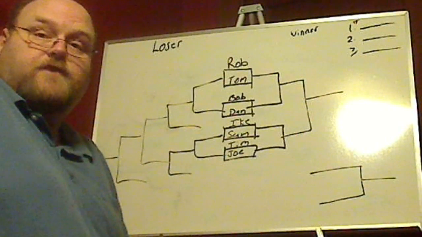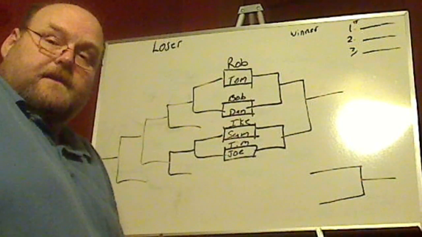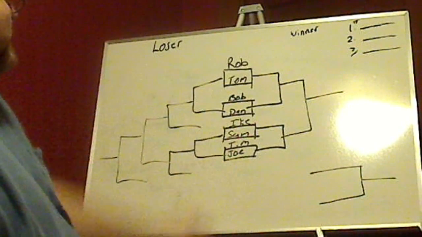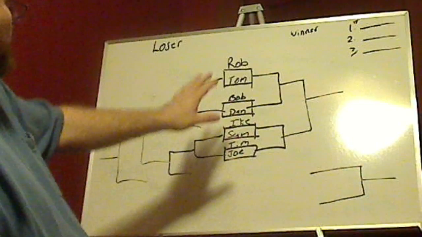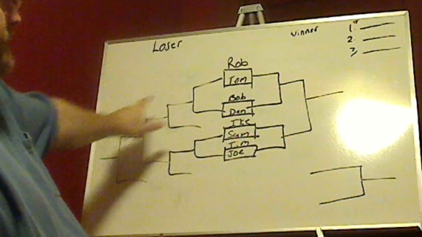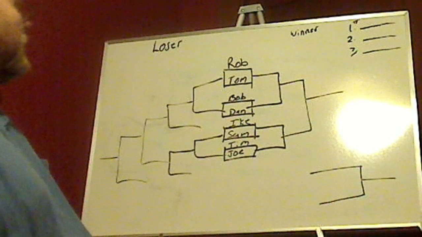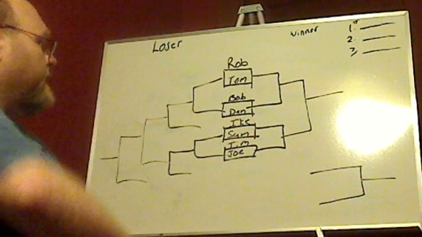What I've set up here is a double bracket, double elimination. I've got 8 boys in the center here. As they race, we will be moving the losers to the left, the winners to the right. So we've already drawn the names and we've got our races.